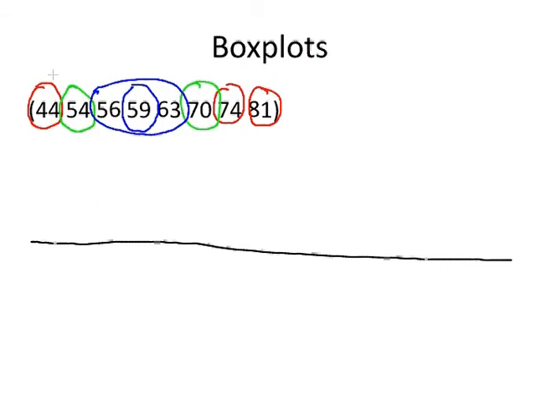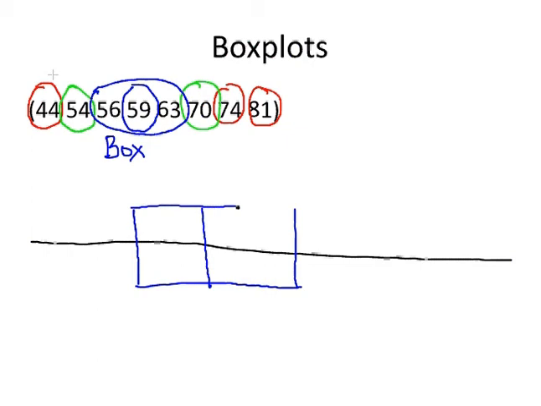So first off, what we're going to do is draw the box, and the box is made up of the interquartile range values and Q2. So let's suppose on the number line, Q1 is here, 56. Q2 is here, 59, and Q3 is here. So that is the first component of the box plot. Again, Q1, Q2, and Q3, 56, 59, and 63.